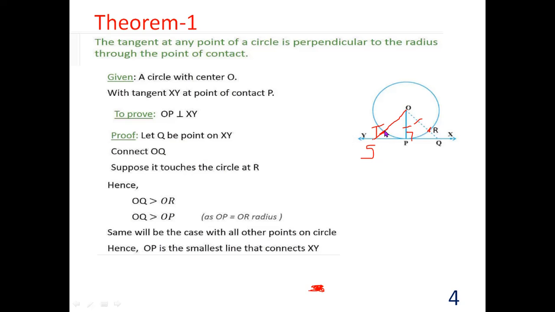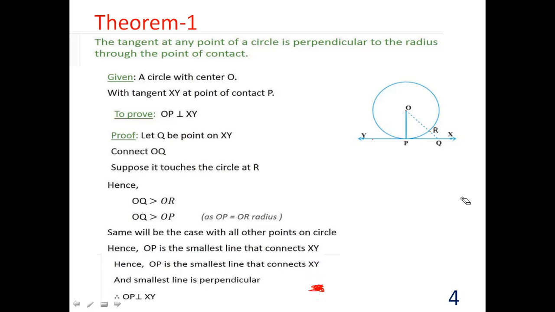Now let me erase all these things. That's what I want to do. So now we have proved that OP is the smallest line segment connecting the center of the circle, or OP is the radius. OP is the smallest, this one. So OP is the radius also. Therefore radius through the point of contact is perpendicular to the tangent. That is what we have now proved. OP is the smallest line that is perpendicular, and OP is perpendicular to xy.